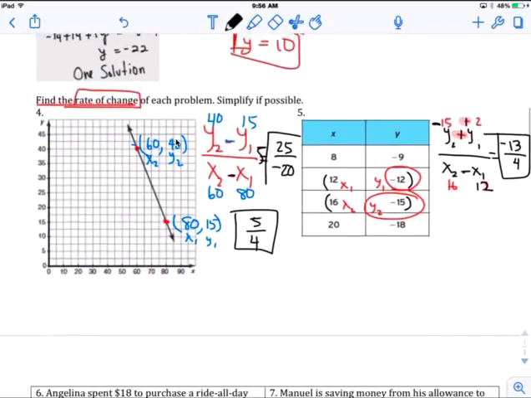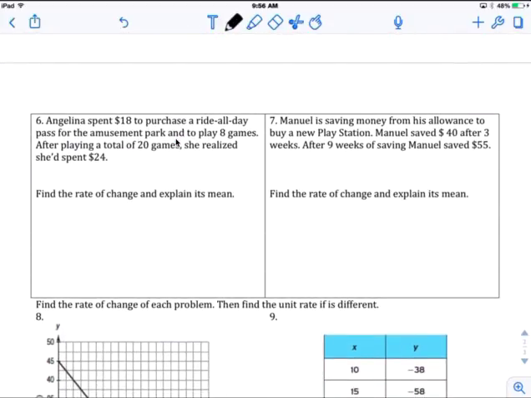Down 13 for every 4. Okay, number 6. Most of you may not know how to do this.